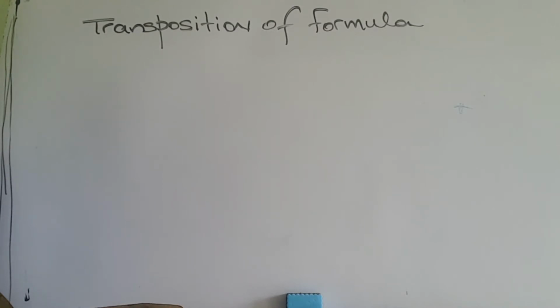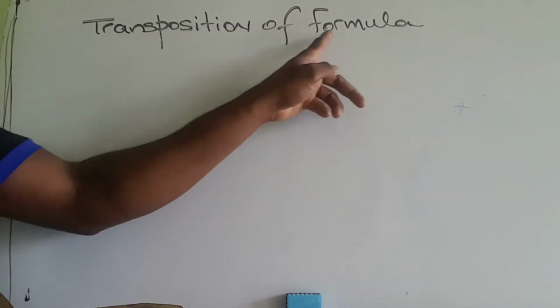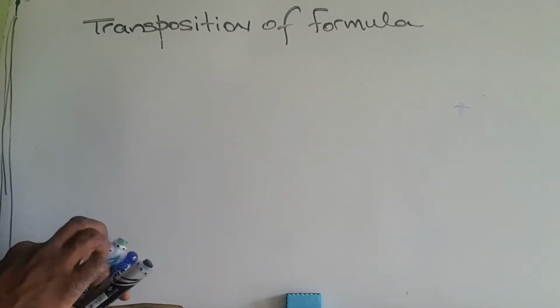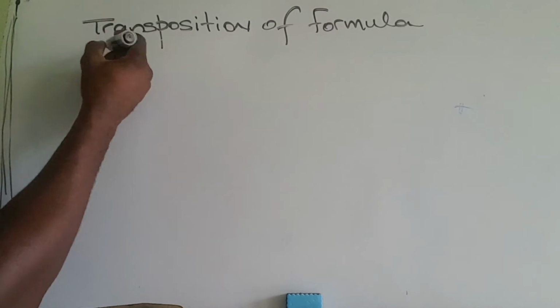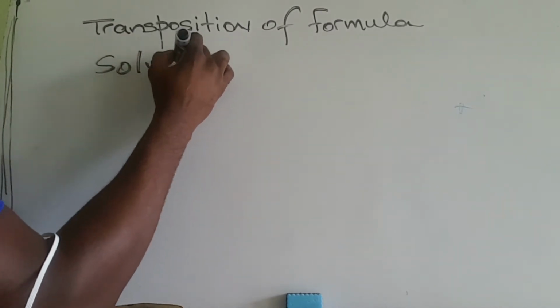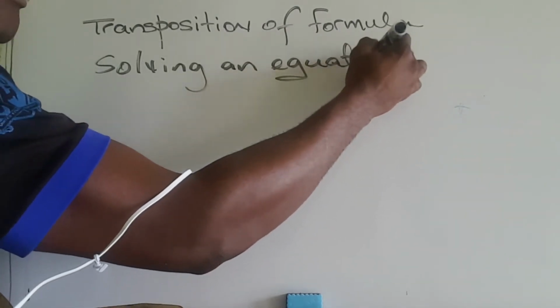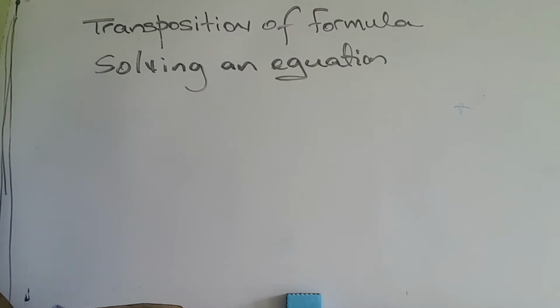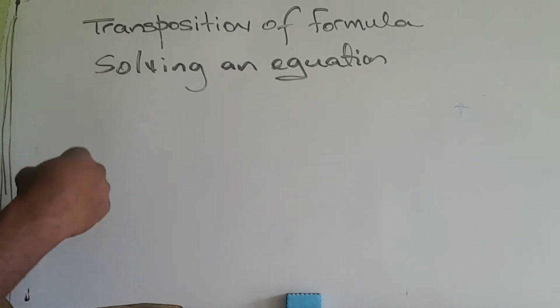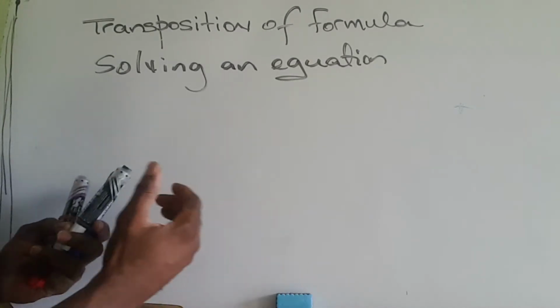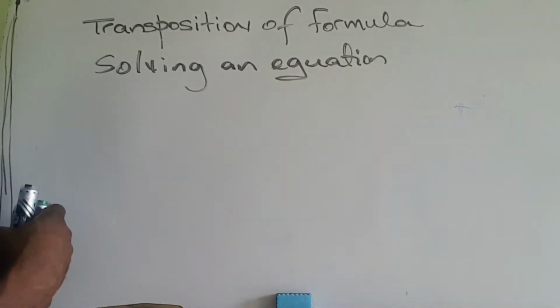All right, in this segment, what we're looking at is an aspect of mathematics called transposition of formula. In transposition of formula, we're going to realize that it is very similar to solving an equation. So if we know how to solve a regular equation, then the idea is the same as it relates to transposing. It's solving an equation. There are key things that we always have to do when we are transposing.